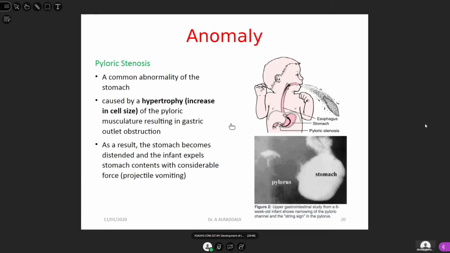So the congenital deformity associated with the development of the stomach is called pyloric stenosis. This results from the hypertrophy, or increase in the size, of the pyloric muscle part, and this results in gastric outlet obstruction. The symptoms include the infant expelling the stomach contents with considerable force. Here we can see the pylorus part is hypertrophied, and here is the accumulation of the stomach contents.